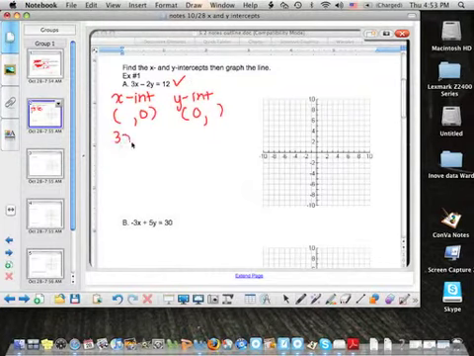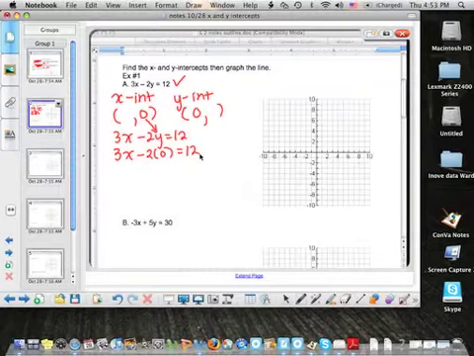If I have the equation 3x minus 2y equals 12, I know that y has to be 0. So I'm going to replace the y with a 0 instead. If I multiply negative 2 times 0, I get 0, which means this term really isn't there anymore. If I write down what's left, 3x equals 12, then I know x equals 4. And that gives me my x-intercept. That means this graph crosses the x-axis at (4, 0).